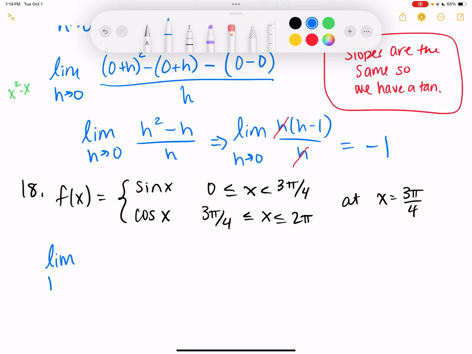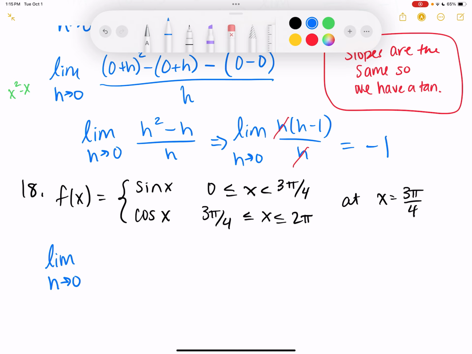So as h approaches 0, but x is 3 pi over 4. That's what I need to remember. So it's always going to be as h approaches 0? Yes, that's the definition, the limit definition. So h always approaches 0, but we plug in the x value.